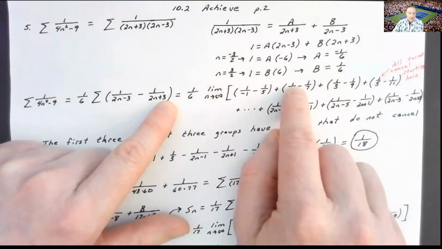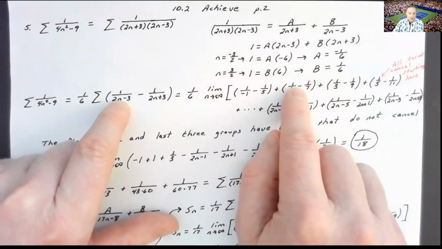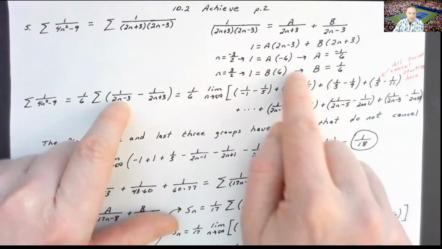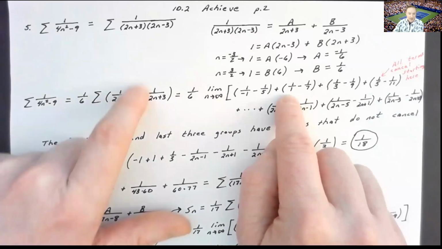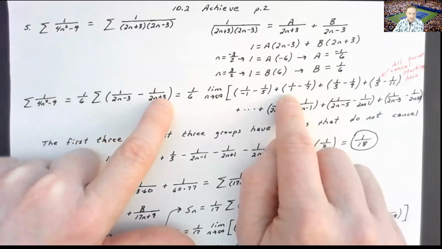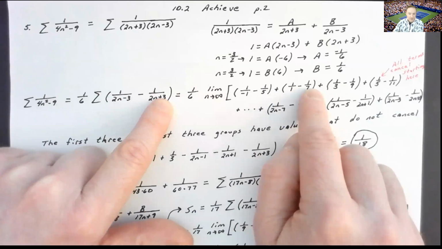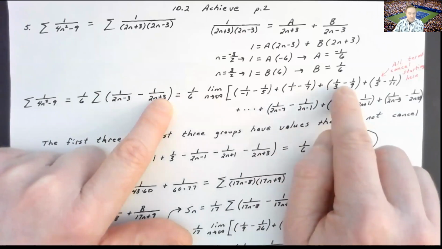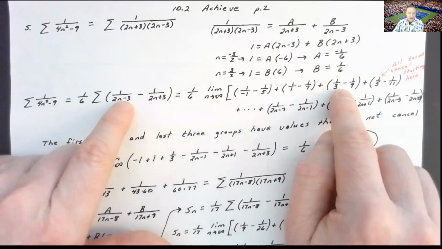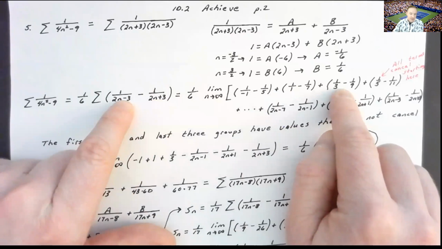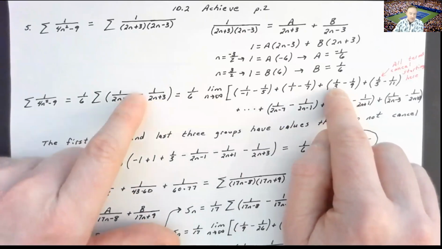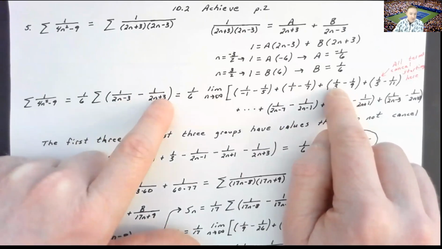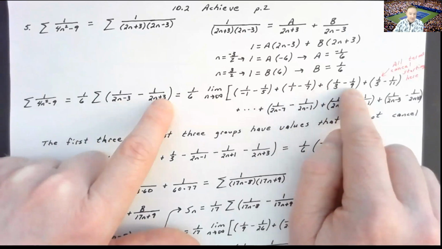The second term, if you plug in a 2 there, this denominator would be a positive 1. So you have 1 over 1 minus 1 over 2 times 2 plus 3. That's going to be minus 1/7. The third term, this is when n is 3. If I plug n equals 3 in, this first fraction is going to be 1 over 6 minus 3. That's 1/3. The second fraction is going to be 1 over 6 plus 3. It's going to be 1/9. So I get 1/3 minus 1/9.